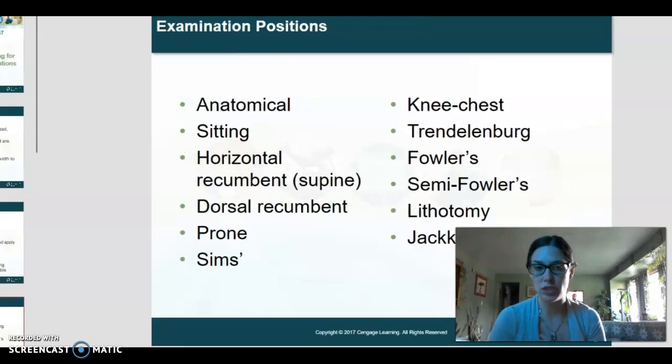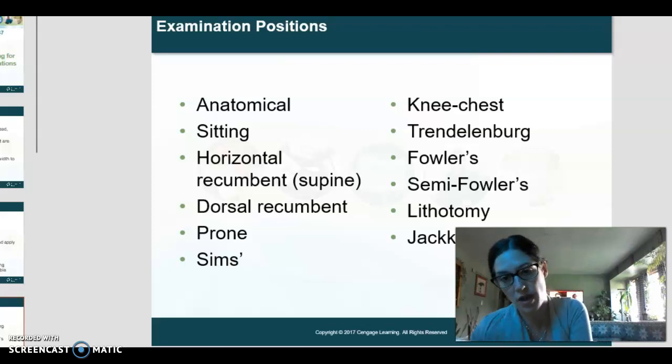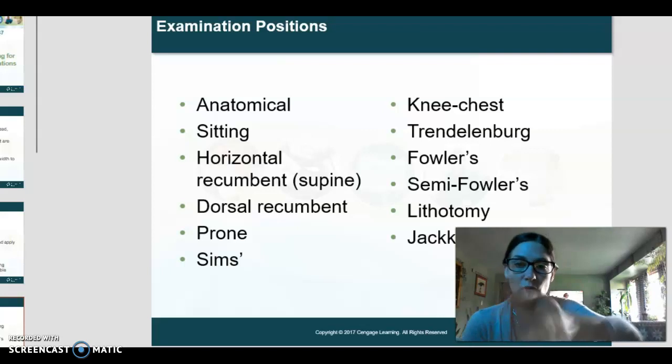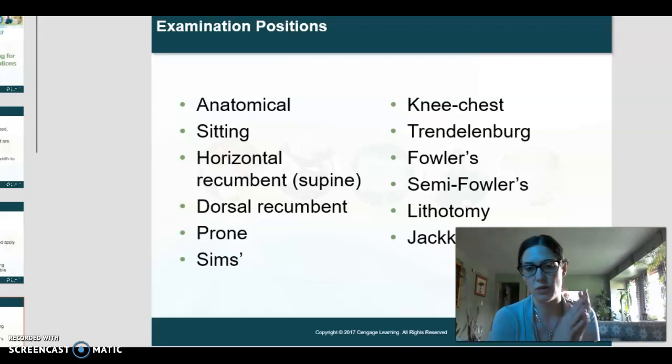These are some of the examination positions that I want you to get aware of. There's the anatomical sitting, there's horizontal, there's dorsal recumbent, there's prone, there's Sims, there's the knee chest, Trendelenburg, Fowlers, semi-Fowlers, lithotomy, or your jackknife. Now, some of these on the right are more for specialty practices. If you are working for a colon rectal surgeon, OBGYN, gastroenterology, those kind of things are going to be more specialized to these specialists here. To the left are the more general practice, family practice, PCP kind of positional situations that you're going to find when you are prepping a patient.